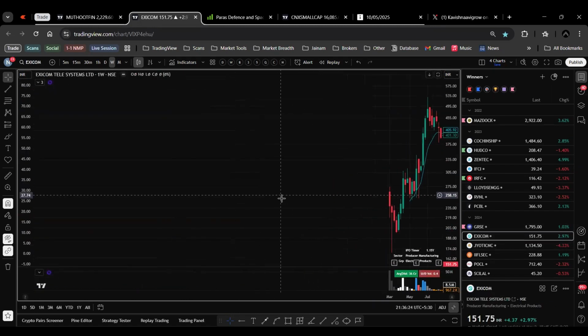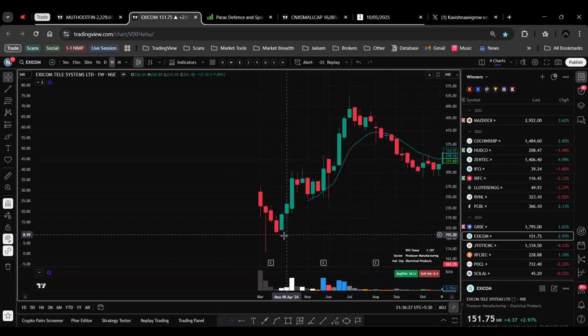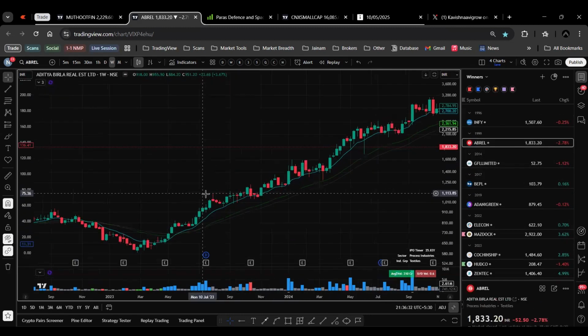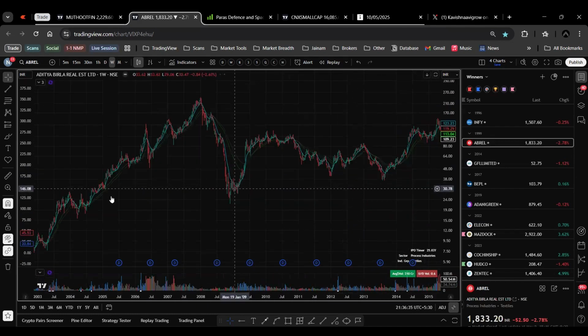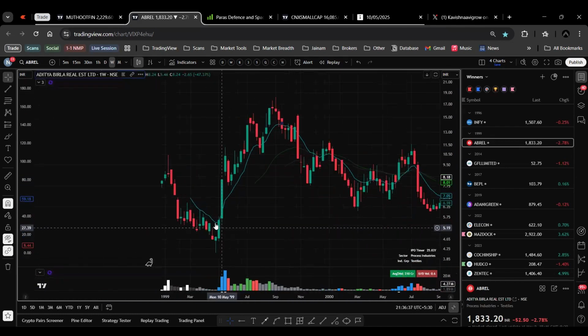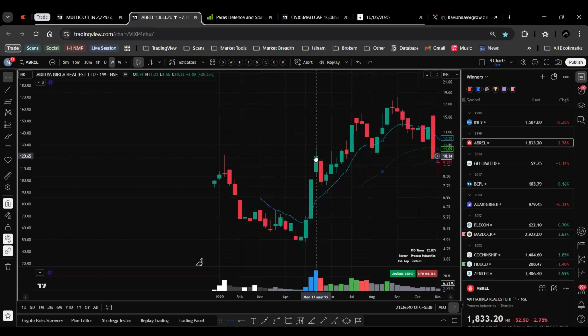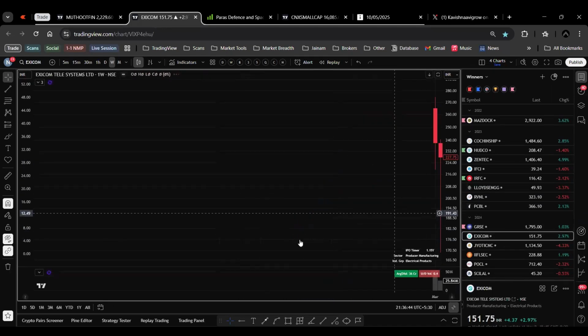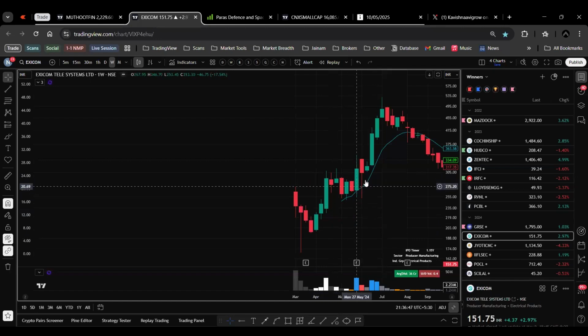This is an IPO, Exicom. Again, this happened in ABREL, that is Aditya Birla Real Estate, in 1999. See, it moved from the bottom, formed a 4 week base. Similarly, if you see in Exicom, it fell, moved up, formed a base, and then again moved.